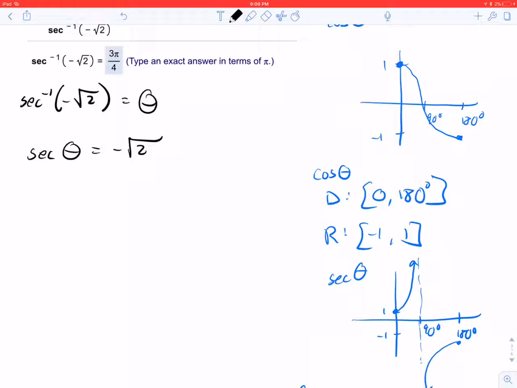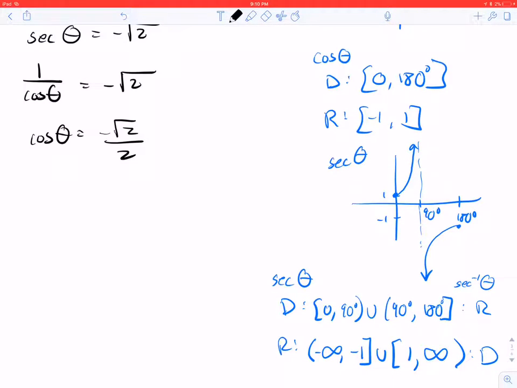So what I'm going to do is convert this to its reciprocal. I will convert it to cosine and work with that. So secant is 1 over cosine of theta, and that's going to be -√2. Then we flip both sides, and we'll get cosine of theta is going to be -√2 over 2. Okay. So now, I know that I'm talking about 45 degrees from the unit circle, and cosine is going to be negative in quadrant 2. So quadrant 2, we're going from 90 to 180.